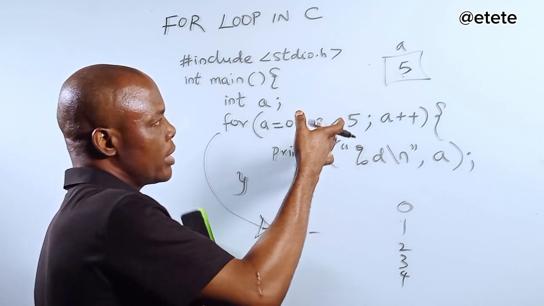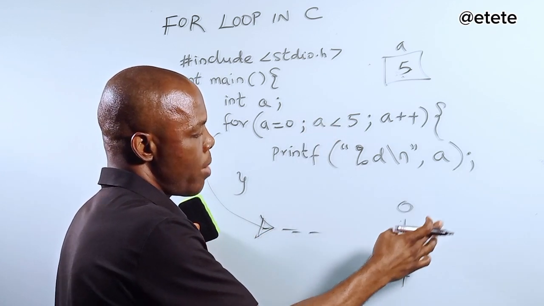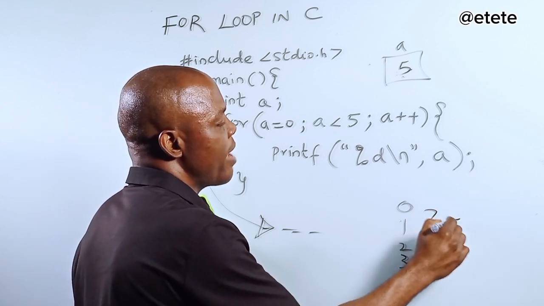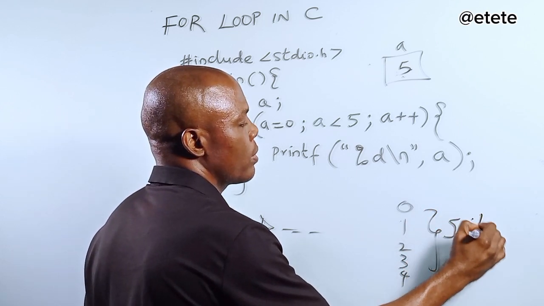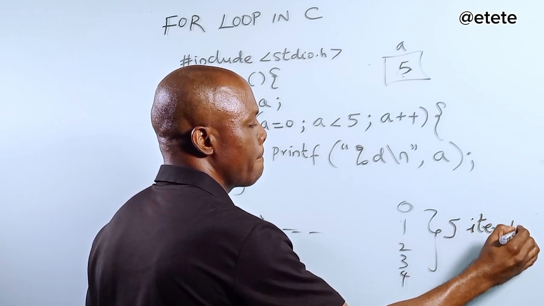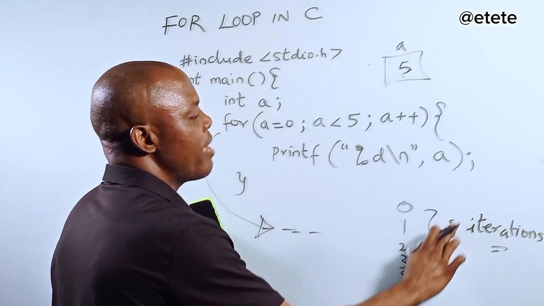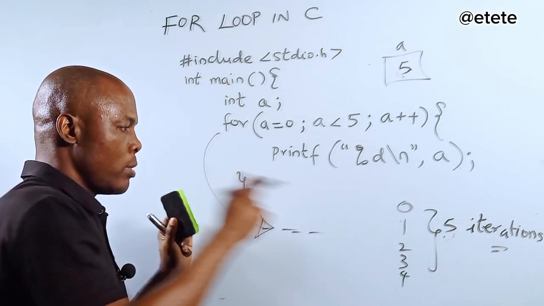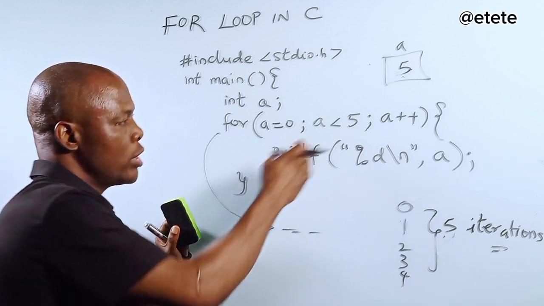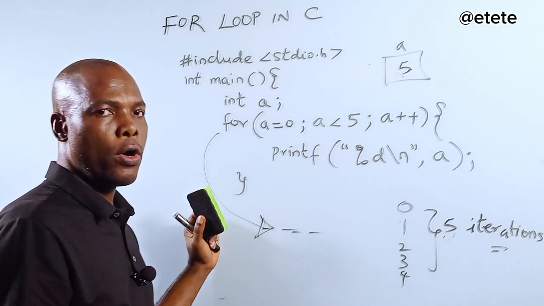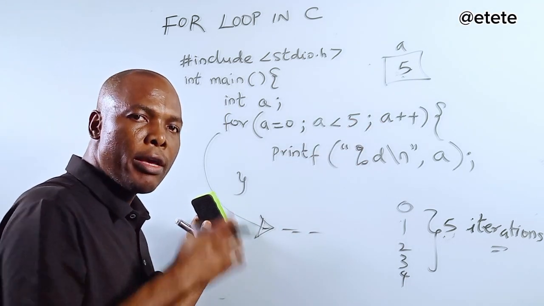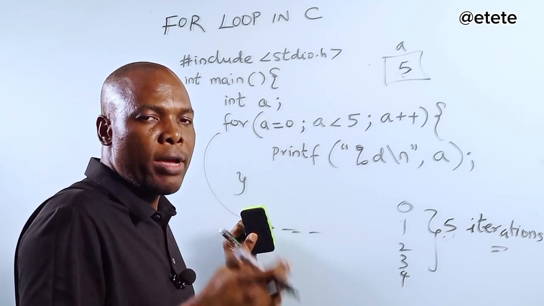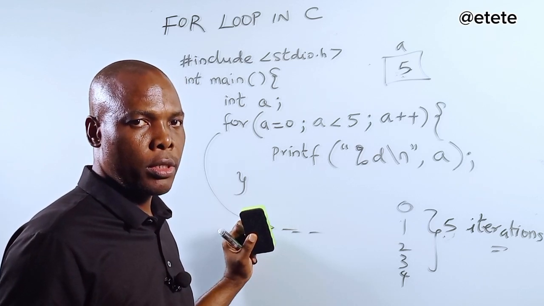Do you understand? So in this case now, it's going to print out 0, 1, 2, 3, 4. And this is what? 5 iterations. 1, 2, 3, 4, 5. So this will give us 0 to what? 4 on the screen. So a for loop is used for when you know the number of times you are going to do the repetition.